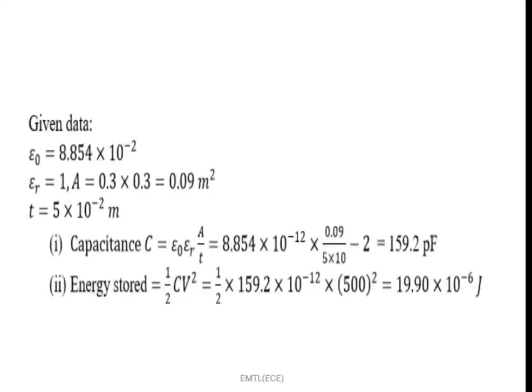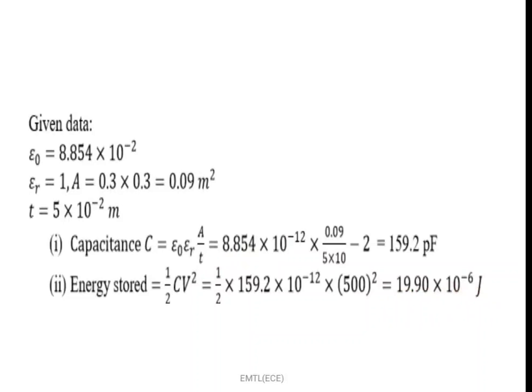Now the energy stored in a parallel plate capacitor is equal to half C V square. So 1 by 2 into capacitance, 159.2 picofarad, converted into farad by multiplying with 10 power minus 12, and the potential difference given in the problem, that is 500 volts, so 500 whole square. By calculating these values, the resultant energy stored is equivalent to 19.90 into 10 power minus 6 joules.